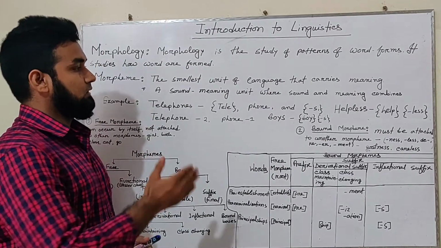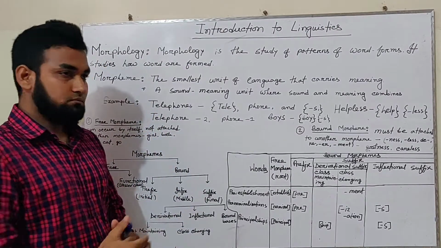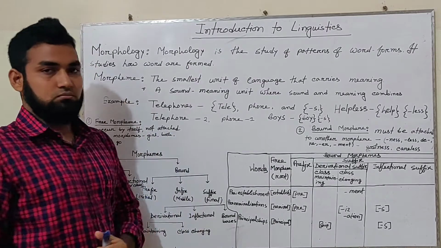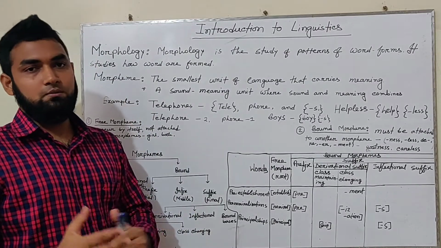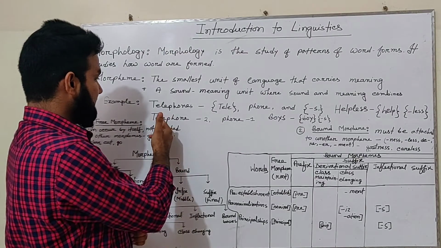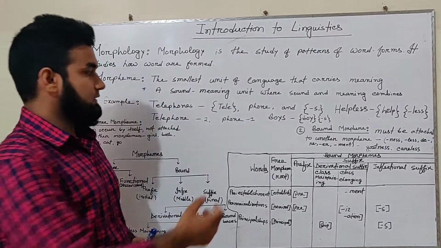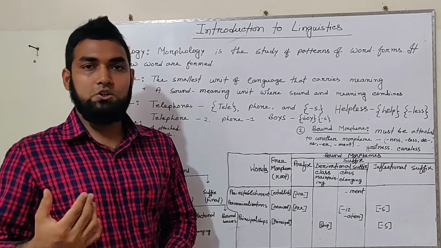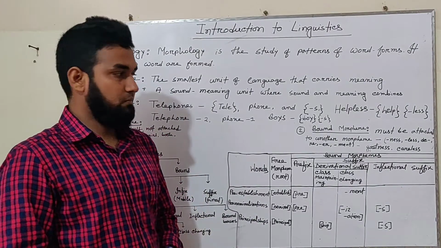So telephones is a word where we can get three morphemes. Okay, the next one, telephone. Telephone is a word where we can get only two morphemes. If you look at the word phone, we can get only one morpheme.